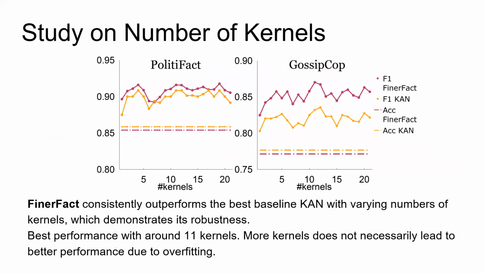So this is a study of the number of kernels to the performance. We can see that the performance is not very good when we only use a small number of kernels, and then it gradually increases. But more kernels do not necessarily mean better performance. We observe that the best performance is achieved at a kernel number of around 10 or 11.